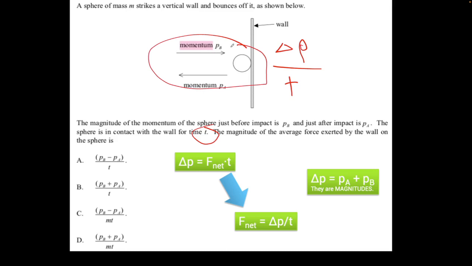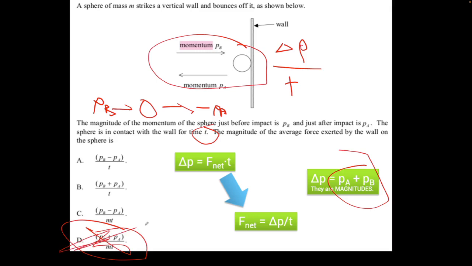So now we have to ask, what is the momentum change? Well, it's PB to PA. I also like thinking of it as it starts at PB, it goes to 0, and then it goes to negative PA. That is a change of PA plus PB. The full change is PA plus PB. So that's why, nope, D is not the answer. It's this momentum change over time. So PB plus PA. This comes up a lot. Remember, the momentum is a vector. Right 2, left 2. Change is 4.